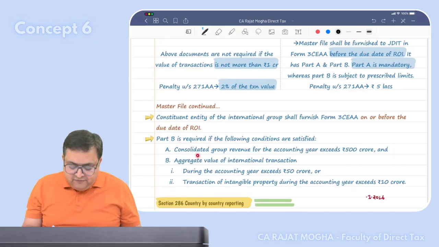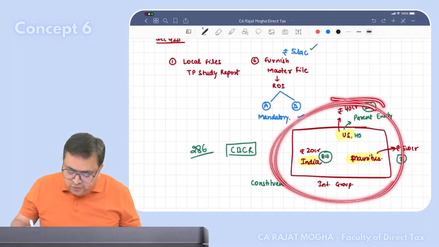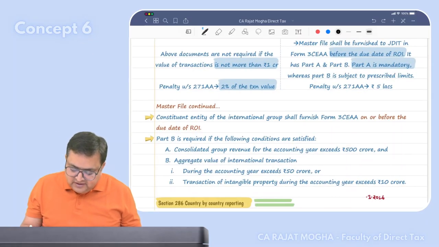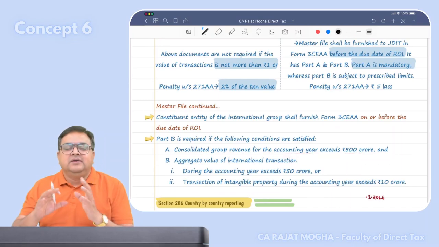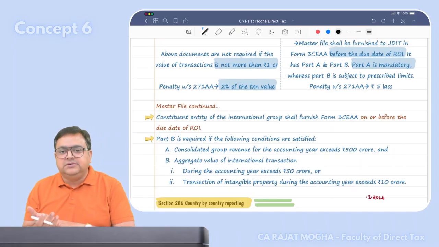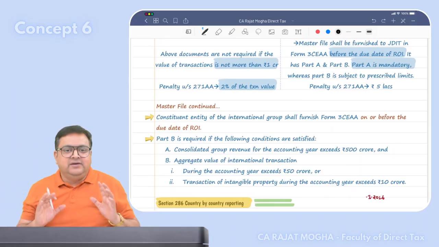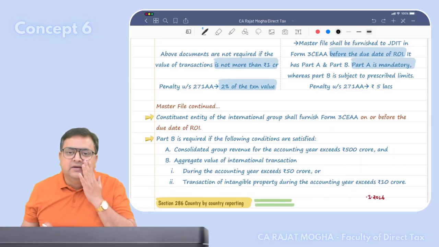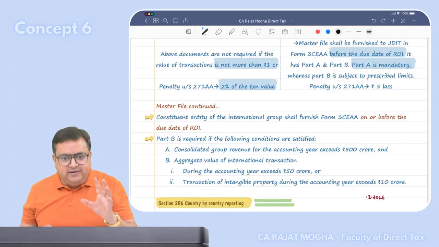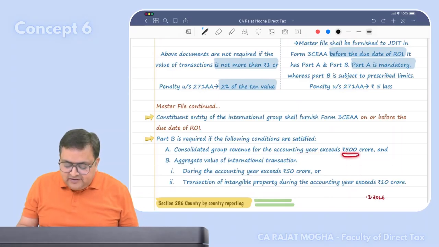What are the conditions? First of all, the consolidated group revenue. Understood the group? The consolidated group revenue is more than rupees 500 crore in the year. We are using the words accounting year because we cannot use previous year or assessment year, because the wording is taken directly from the OECD BEPS action plan. That is the reason we have used the words accounting year. Correct. So the consolidated group revenue for the accounting year exceeds 500 crores.